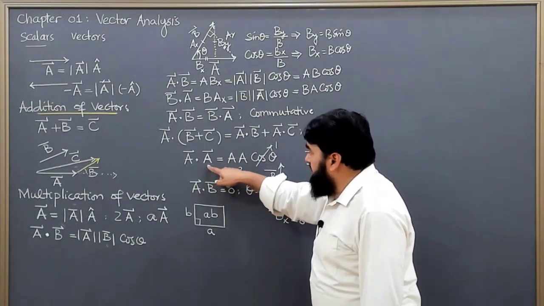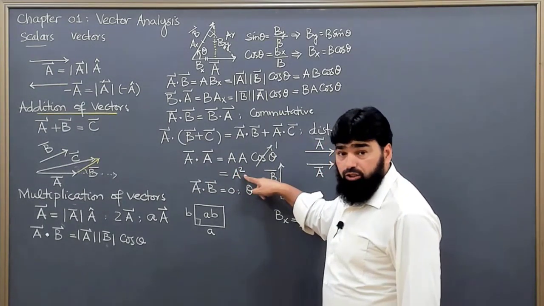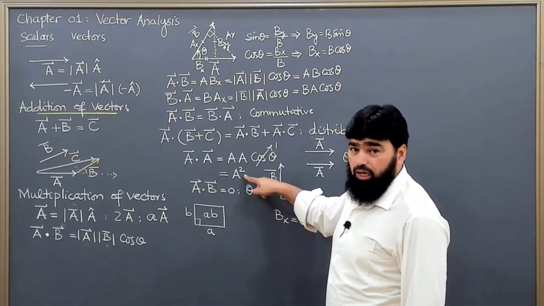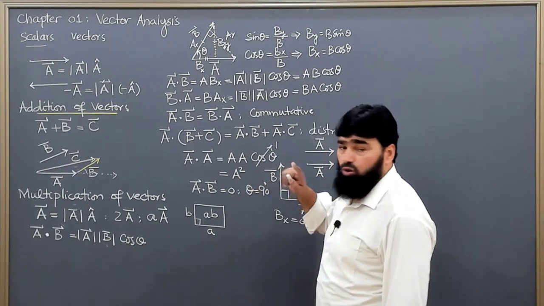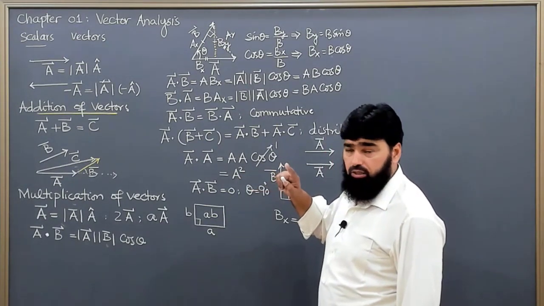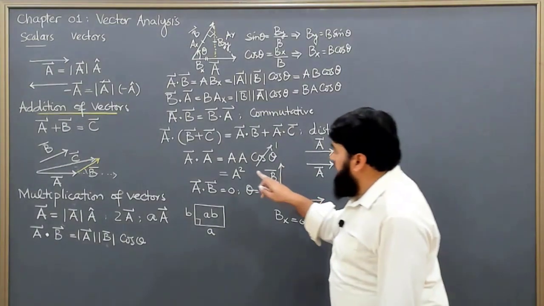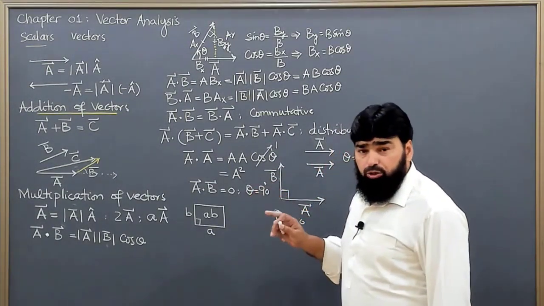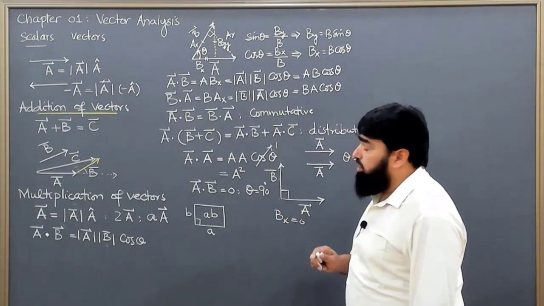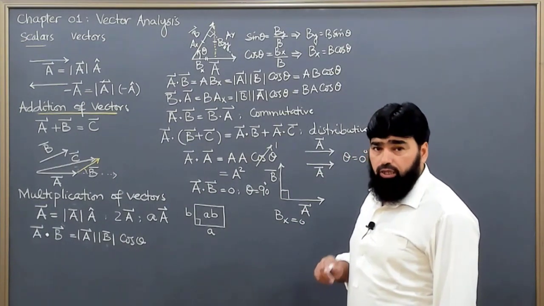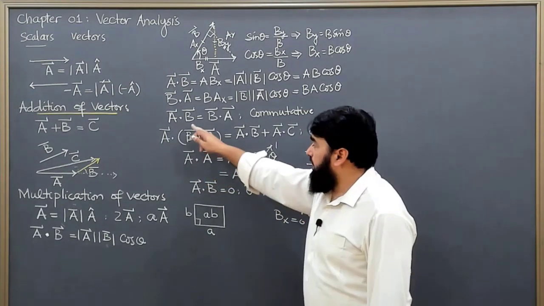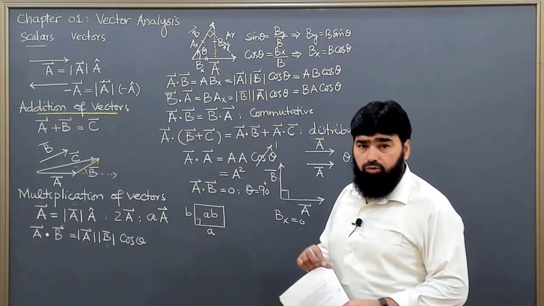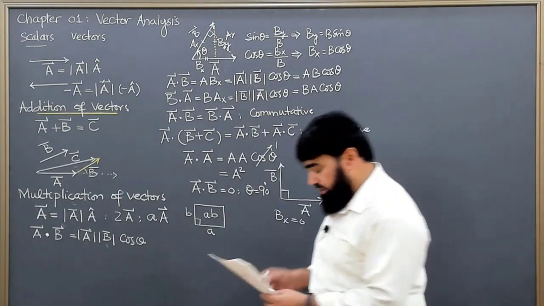A square, does it possess the dimensions of area? The answer is no. It is not possessing the dimensions of area. Because the area concept we will cover in the cross product. Over there the area concept comes in. A dot A or A dot B is not giving you area.